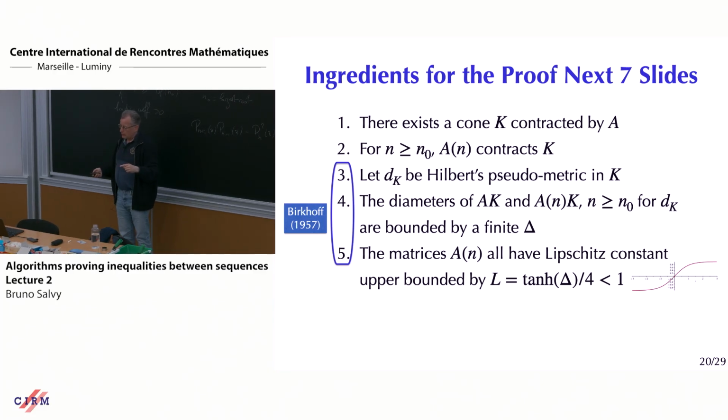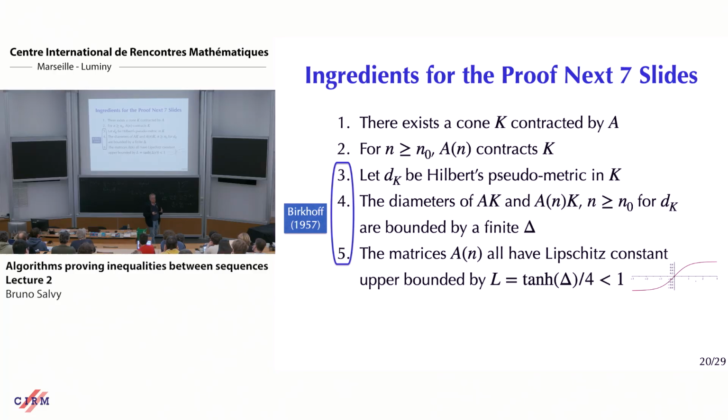I think it's delta over 4 is in the parentheses. So hyperbolic tangent of delta over 4. And I put the graph of hyperbolic tangent in case you don't have it in mind. It's smaller than 1. So you contract directions.